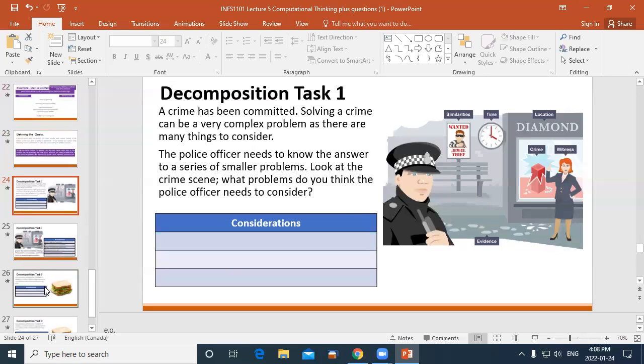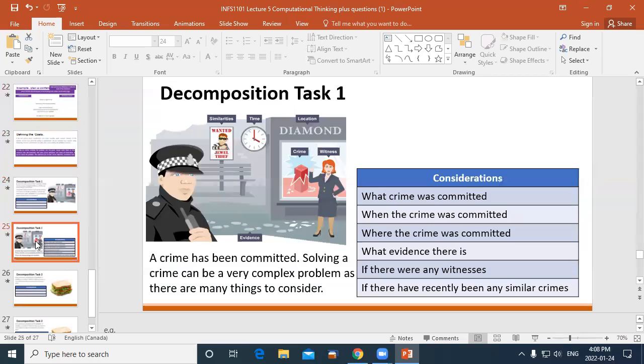So, okay, so if you were going to solve that problem as the policeman, there's some things that you'd want to know. And hopefully you've already sort of thought of this. You'd want to know what was the crime? Okay, so somebody stole something. When was the crime? Well, maybe the witness noticed the clock when it happened. There's evidence there of the broken window and the thing missing. The witness can talk to you, and maybe there's a criminal who's done stuff like that before.